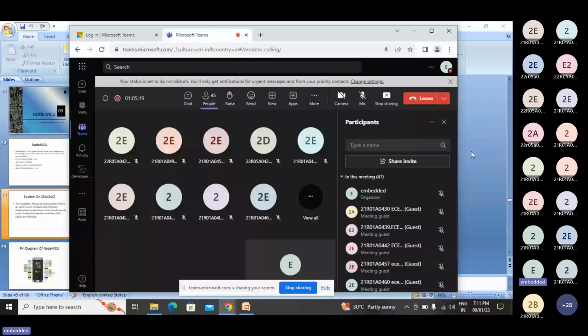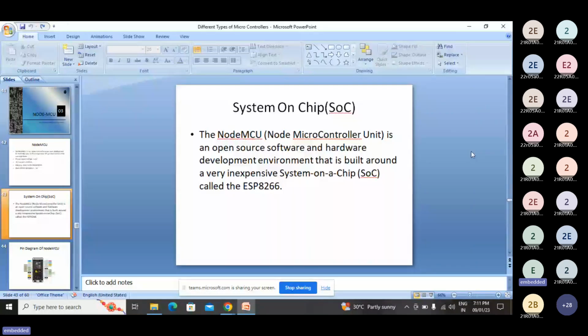The NodeMCU is an open source software and hardware development environment that is built around a very inexpensive system on chip called the ESP8266. The diagram of NodeMCU is as follows.